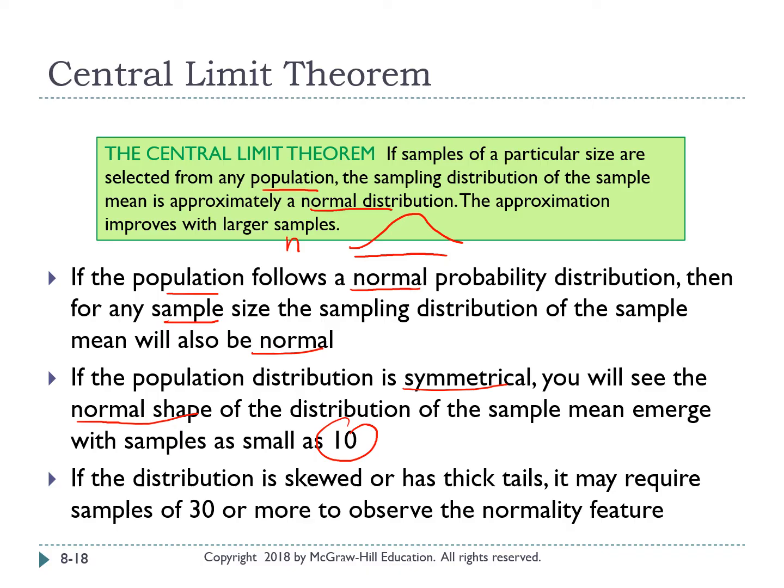If your distribution is skewed to the left or to the right, and if you draw a diagram, this one is skewed to the right and this one is skewed to the left, or you can say that you have thick tails, then it requires your sample to have at least 30 observations or more, so that your sampling distribution looks like a normal distribution.